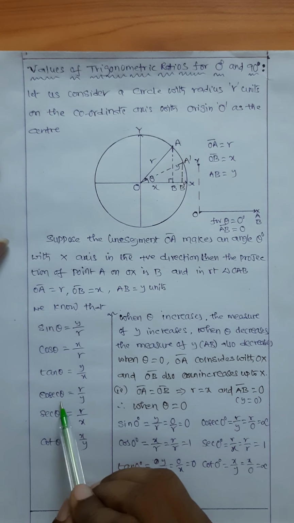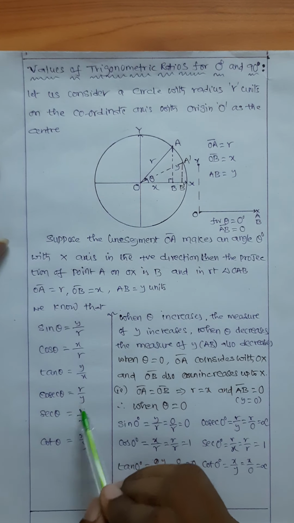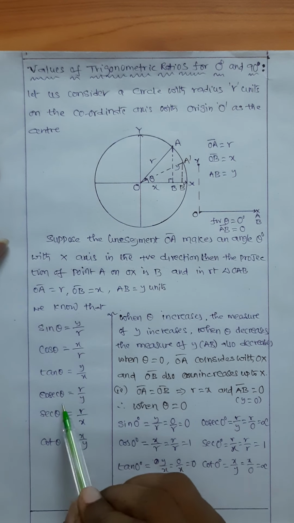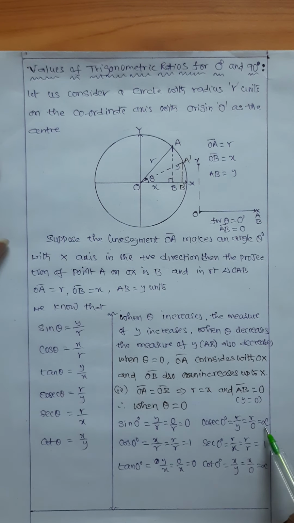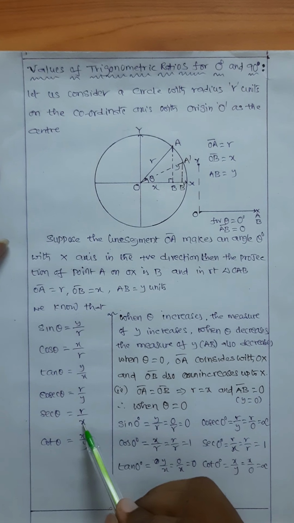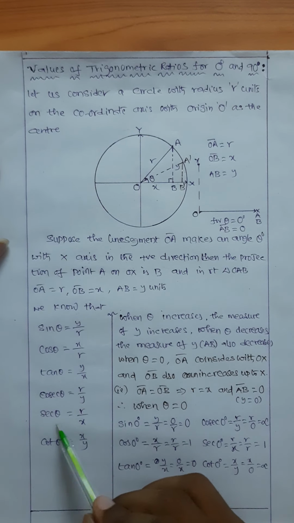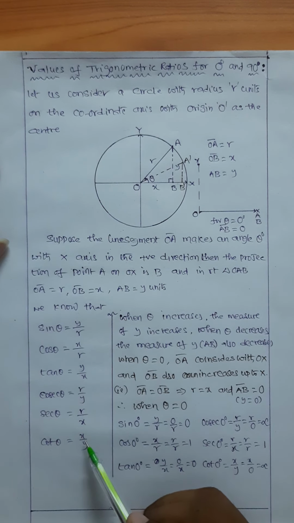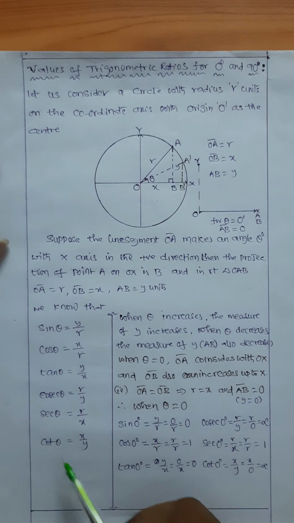Then cosecant theta is equal to r by y. Cosecant 0 is equal to r by 0. R by 0 means division by 0 is not defined. So cosecant 0 is equal to infinity, not defined. And secant theta is equal to r by x, whereas secant 0 is equal to r by r or x by x, both are equal. Secant 0 is equal to 1. And cot theta is equal to x by y, whereas cot 0 is equal to x by 0. This is also not defined, which is equal to infinity.